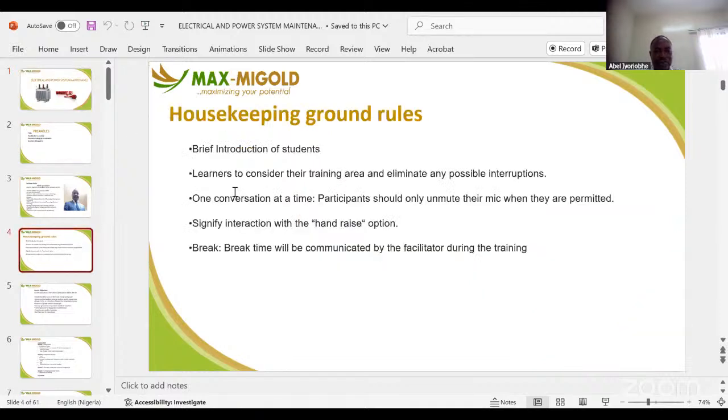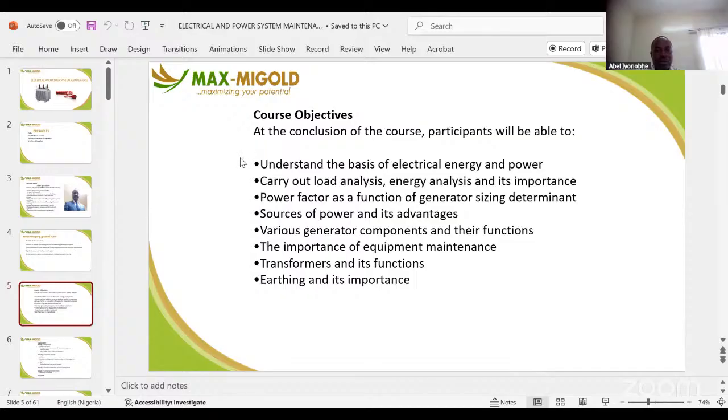So that's a brief introduction. At the conclusion of this course, participants will be able to understand the basis of electrical energy and power. You'll be able to carry out load analysis on your own. Energy analysis and why you should do it is important.